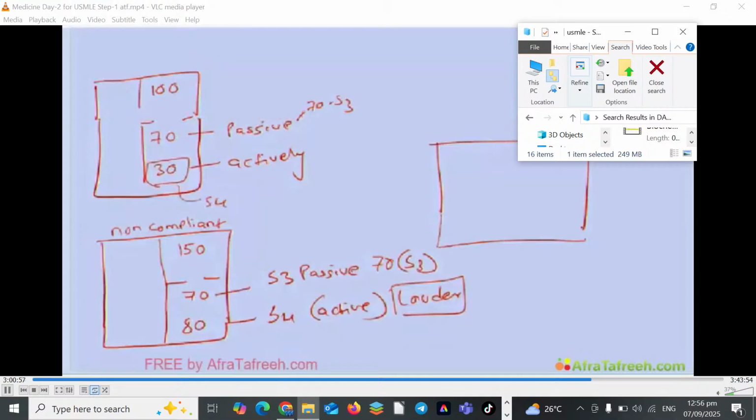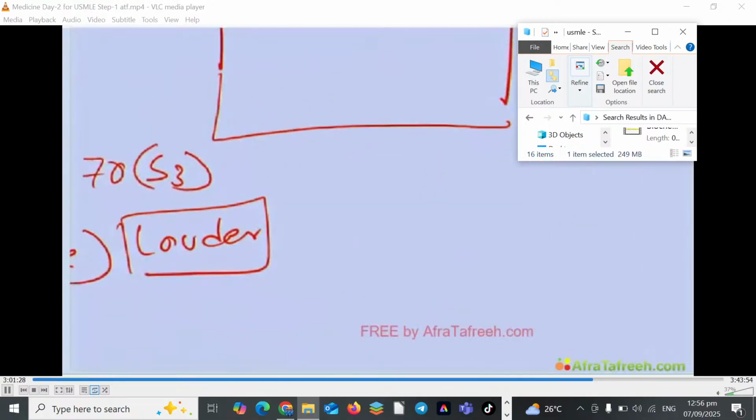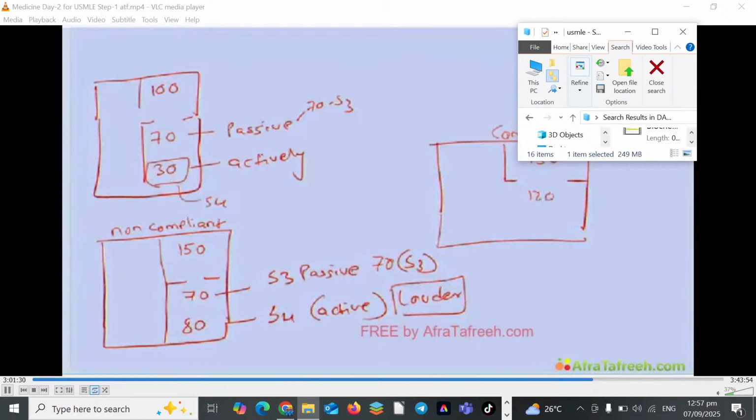When you're talking about the compliant heart, which is called the bade dil wala, the atria has 150 ml. Atria will take in, now the ventricles have become super compliant. They are ready to take passively a lot of blood. So passively, it will take in 120 ml of blood because it is compliant now. The delta V by delta P, it will take in more blood.